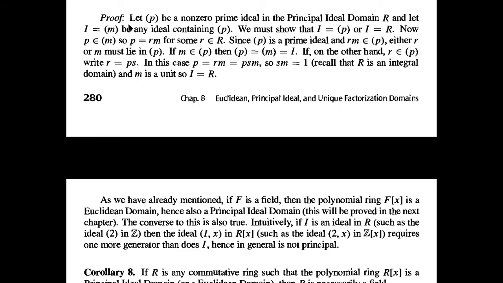Right. Okay. It's a prime ideal. Okay, that makes sense. On the other hand, if r is in the prime ideal P, then we can write r equal to P times some s, because r must be a multiple of P, right? In this case, P is equal to rm from before, so P is equal to P s m. R is an integral domain, so you can have cancellation there. So sm is equal to 1. So m is a unit. Thus, I has to be the whole PID itself. Makes sense.